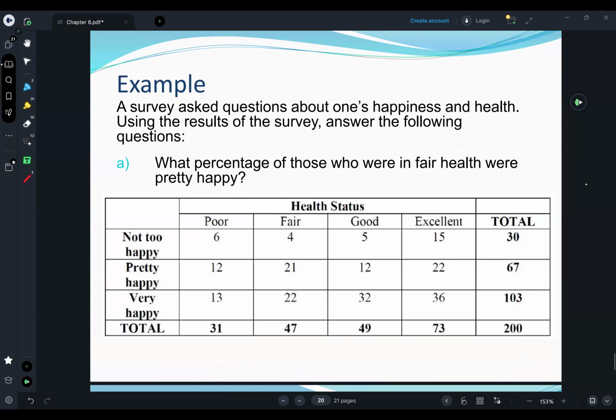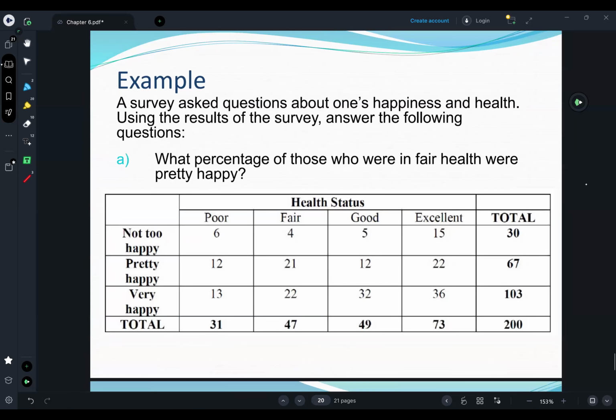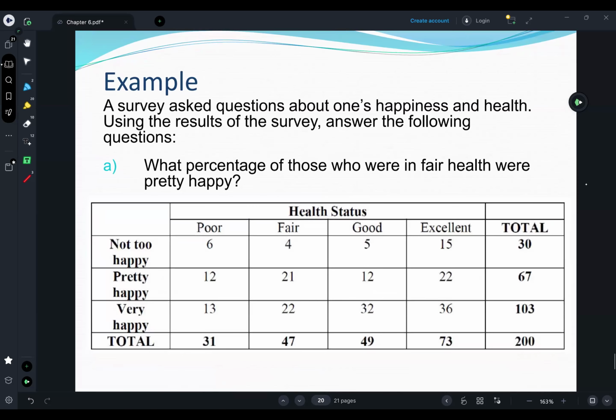So here's one for psychology. We're looking at a survey with questions about one's happiness and health. Using the results of the survey, answer the following questions. Part A: what percentage of those who were in fair health were pretty happy? So we're trying to compare health and happiness. Are healthier people happier?